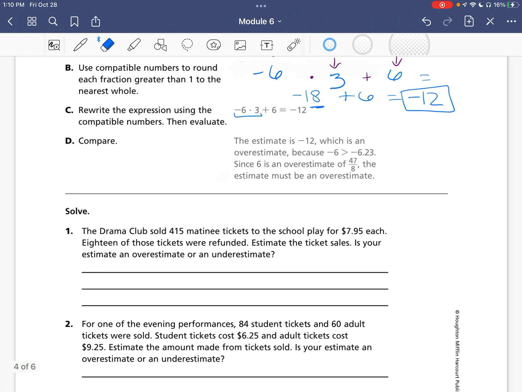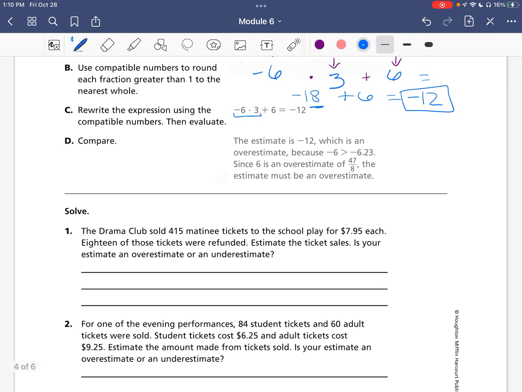All right, here we have: the drama club sold 415 matinee tickets to the school play for $7.95 each. 18 of those tickets were refunded. Estimate the ticket sales. Is your estimate an overestimate or an underestimate? So we first need to figure out how many tickets were sold after those refunds were given. So we're going to start with 415 minus our 18.